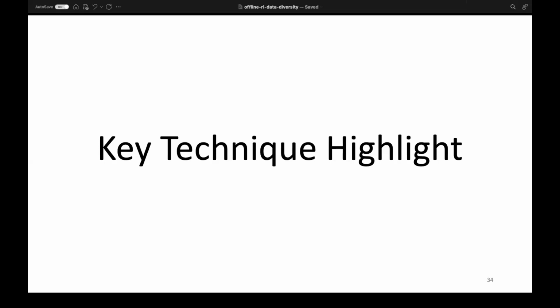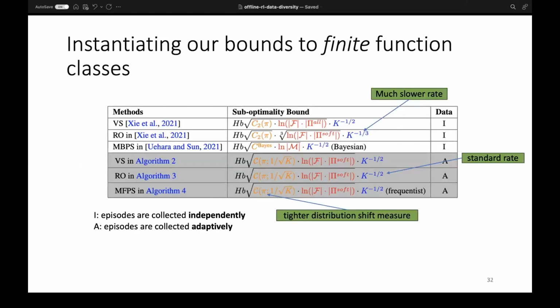I'm wondering whether the adaptive data collection scheme is the key point. Yes, this one. Is the adaptive data collection scheme the key point that makes you achieve the standard rate? Adaptive is just a general setting of data collection, and it's not the key point. Our result holds in the more general setting, but we don't need the adaptive setting to make the result hold in our theorem. Thank you.